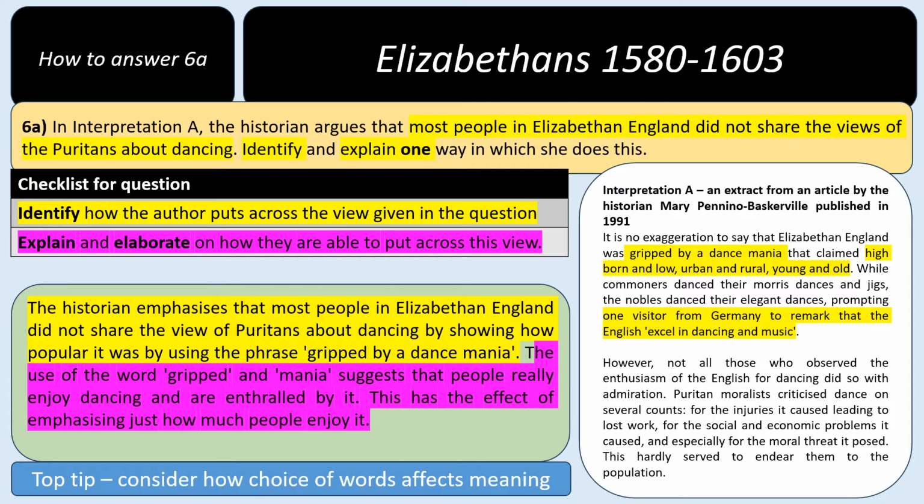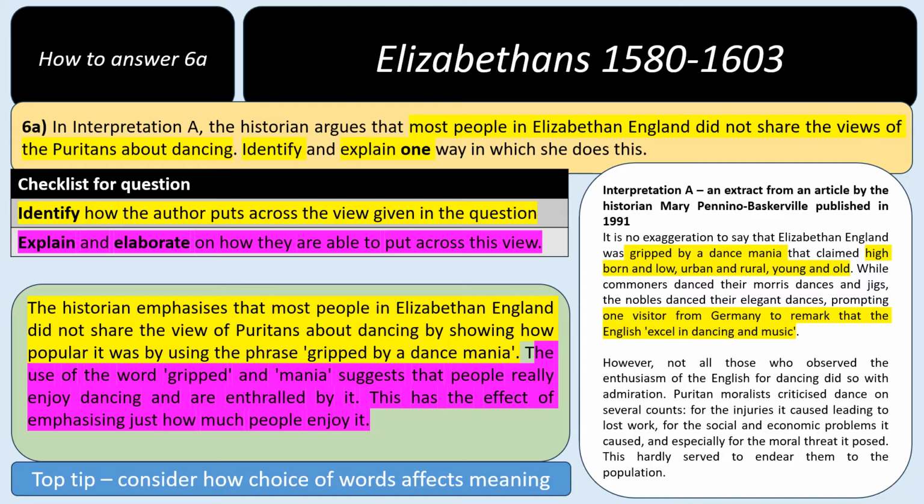Think about how choice of words affects meaning. What's the impact of choice of words? If it's an artistic interpretation, what impression do you get from the imagery that's chosen? Why has the author chosen to portray something in a particular way? So this example answer would get 3 out of 3.